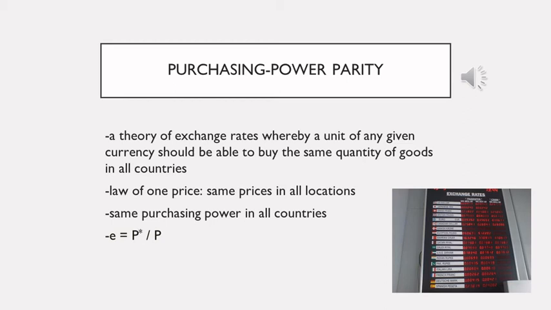This is a theory of exchange rates whereby a unit of any given currency should be able to buy the same quantity of goods in all countries. It is based on the principle called the law of one price, which says a good must sell for the same price in all locations. That means the same purchasing power in all countries. And there is an equation to calculate the exchange rate, which is the price index for a foreign basket of goods over the price index for a domestic basket of goods.